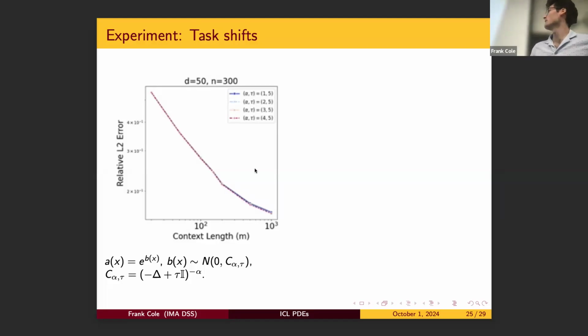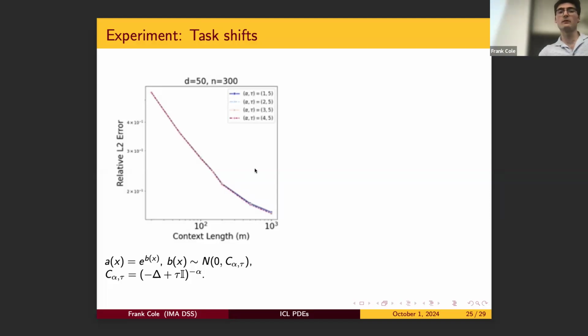To write A, we basically write it as a log normal distribution, where the log of A is a normal distribution sampled from some covariance operator, minus Laplacian plus tau times the identity, to some power minus alpha. So this alpha determines the smoothness of the random field. Larger alpha means weaker high frequency components. During training, I think alpha is 3 and tau is fixed at 5. And then at inference, we vary alpha between 4, 2, and 1.